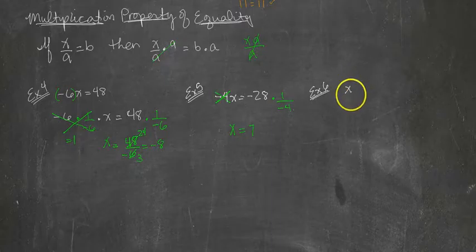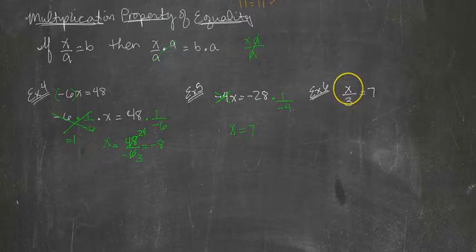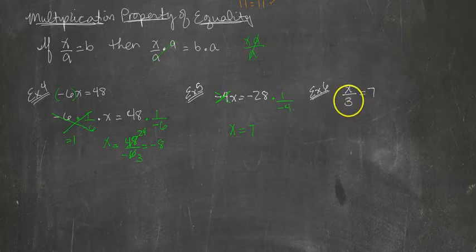x divided by 3 equals 7. Okay, I want to keep x alone. 3 is in the way of x being alone. 3 is a division problem on this side, so I want to turn it into the inverse of division, a multiplication by 3 on this side, meaning it disappears on this side. x equals 21.